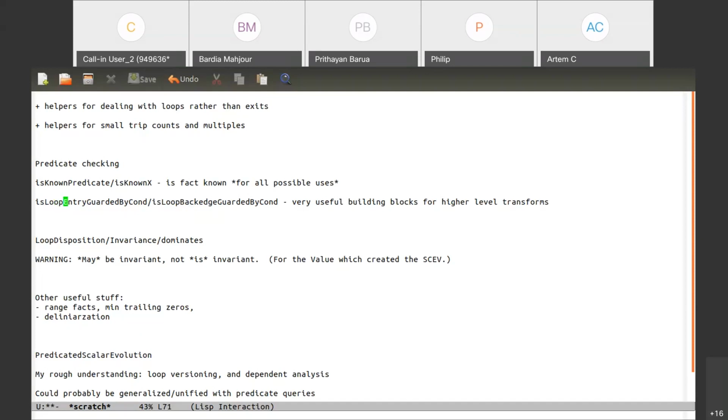It's worth noting that particularly the entry form actually goes and explores control flow up above the loop, and will try to find evidence that the predicate you've queried is in fact true.